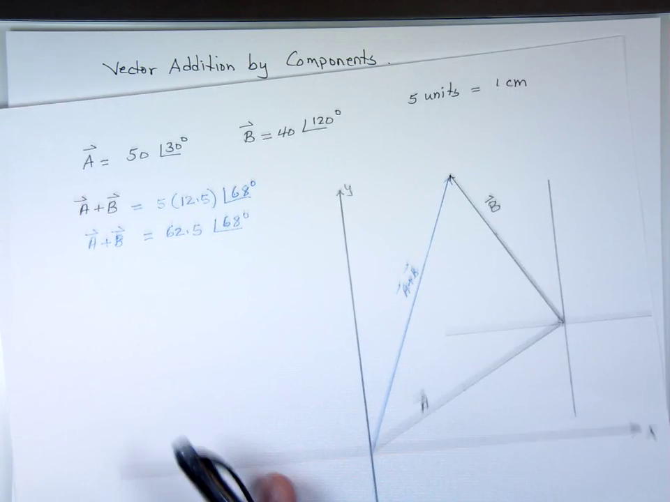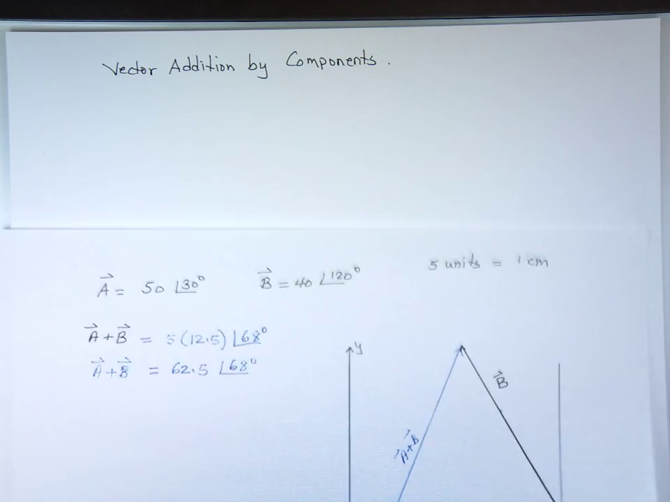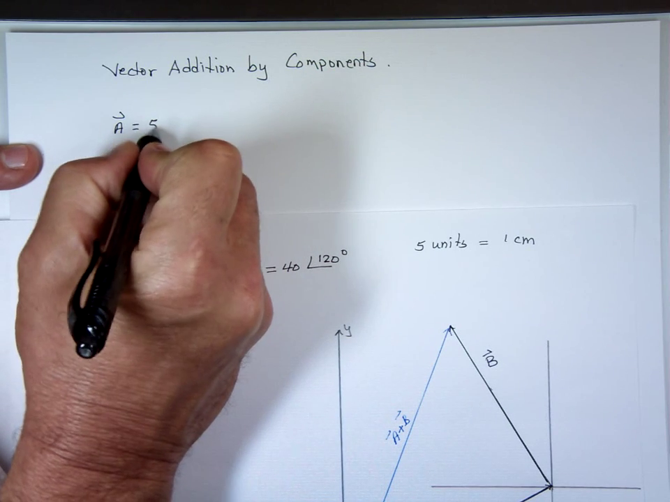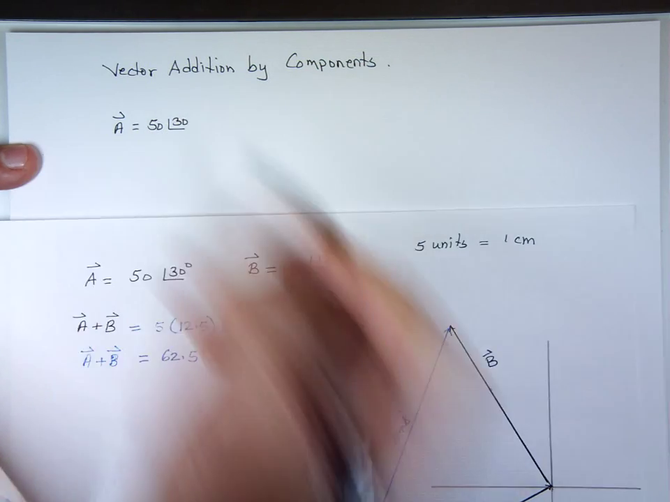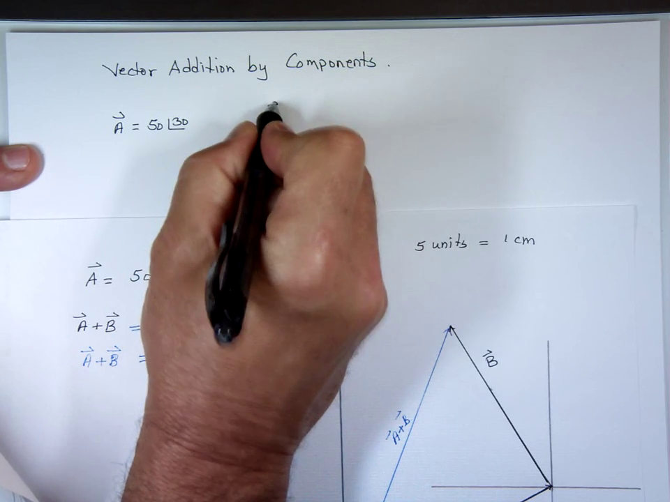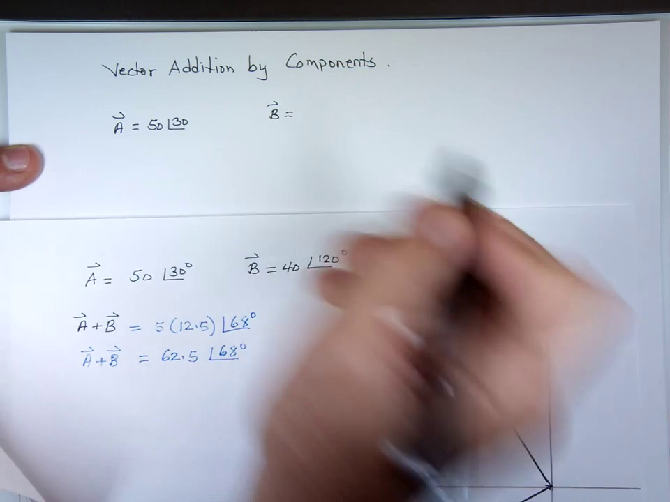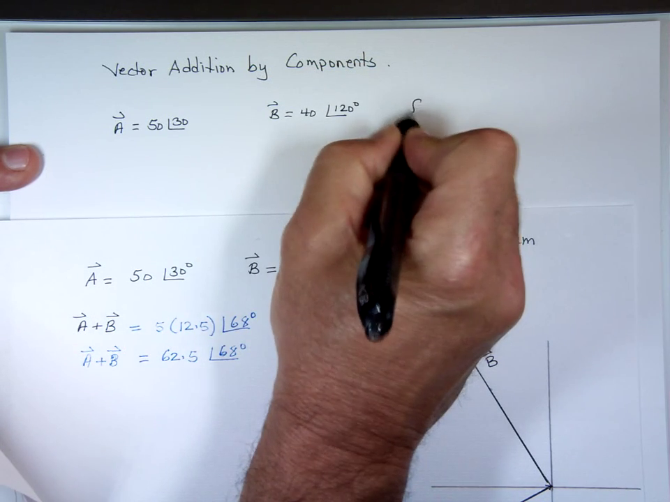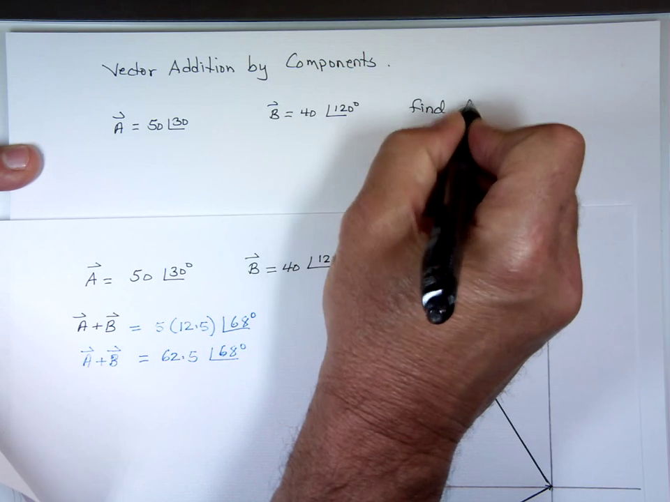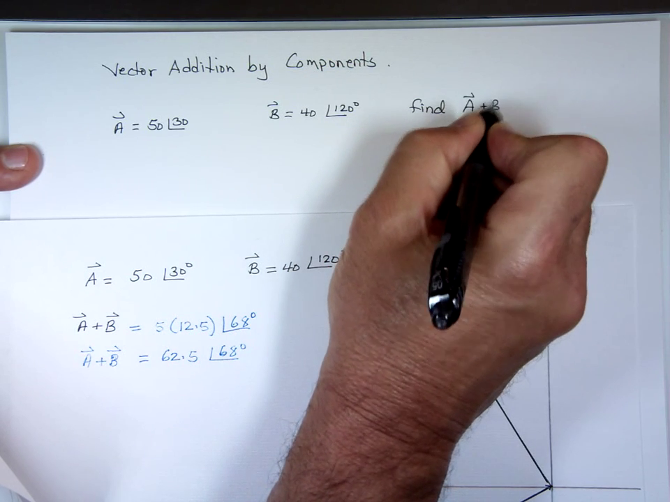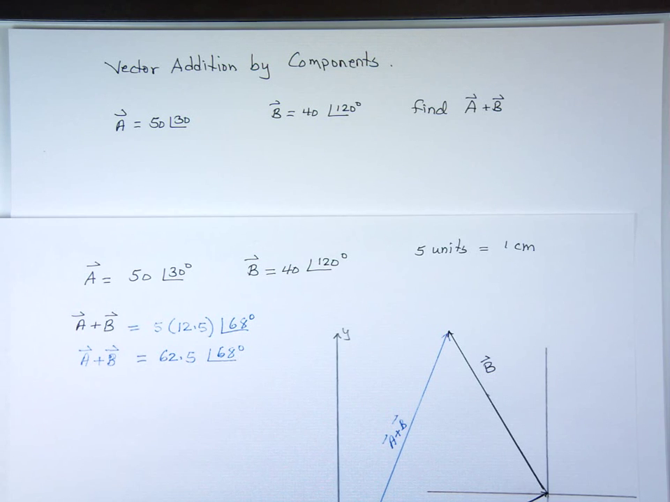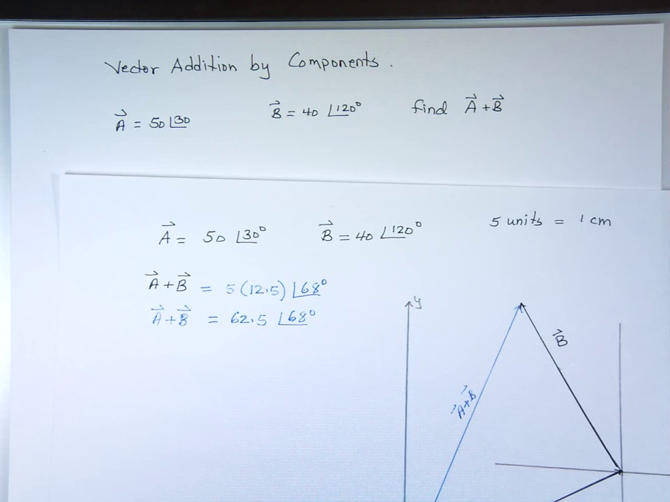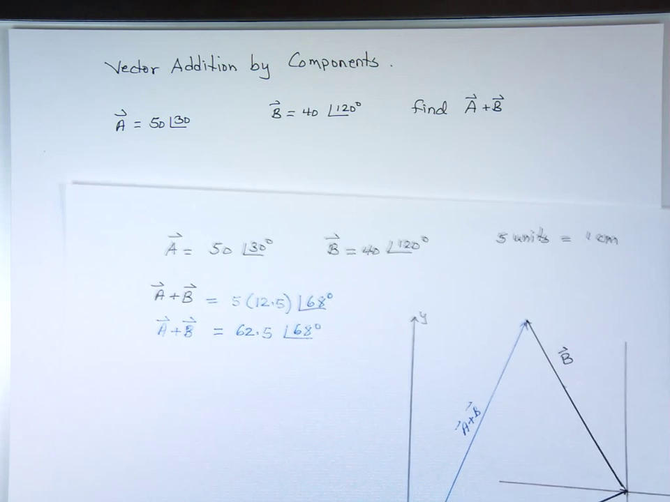So let's redo that problem and see if we're close to the correct answer. So A equals 50 angle 30, and B equals 40 angle 120. And I want to find A plus B. We'll see actually if we get that answer. We got early when we did it by hand, 62.5 angle 68. Remember that one. We'll see if we got it right.